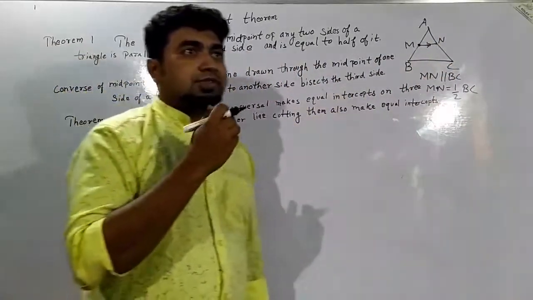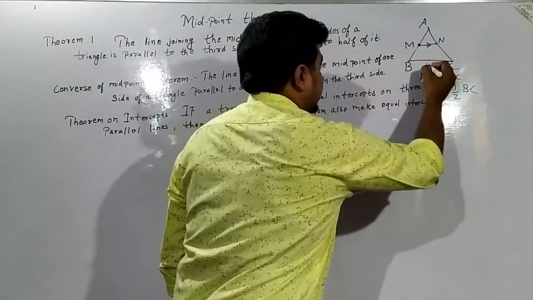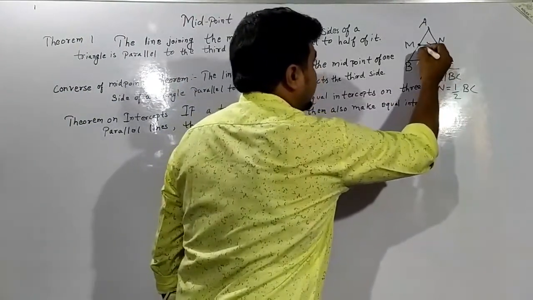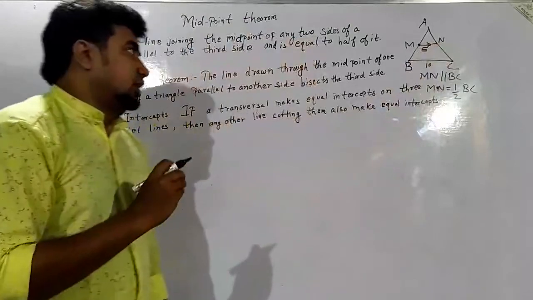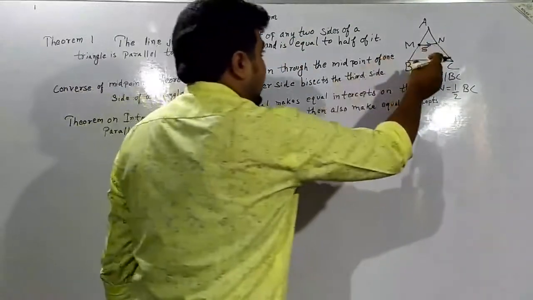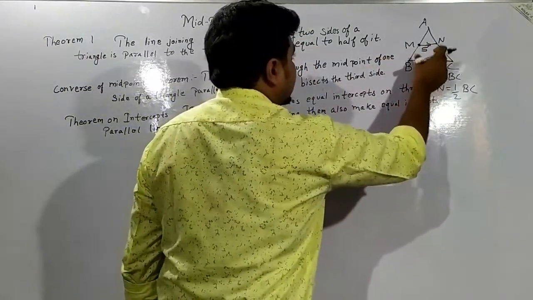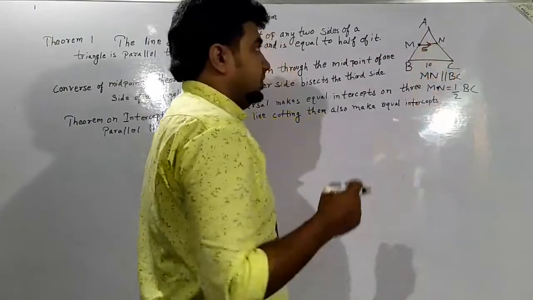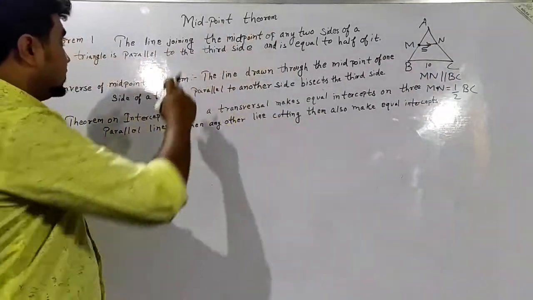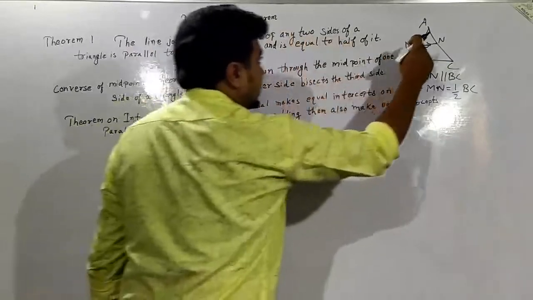Suppose the length of BC is 10. So the length of MN will be 5. This is the statement carried out by this: BC is 10, so MN will be 5. This is theorem 1, which states that the line joining the midpoints of any two sides.